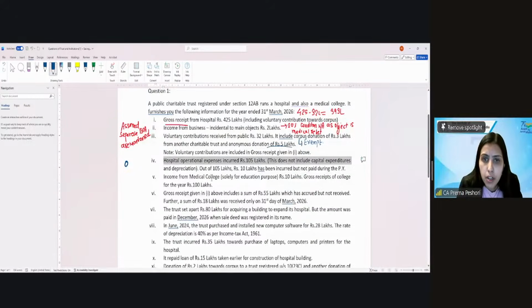Income from medical college solely for educational purpose, rupees 10 lakh. Gross receipt of the college was 100 lakhs.